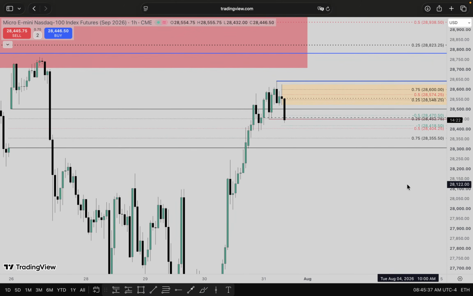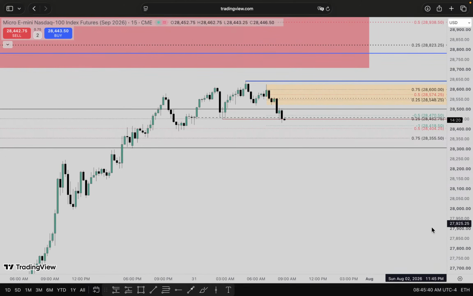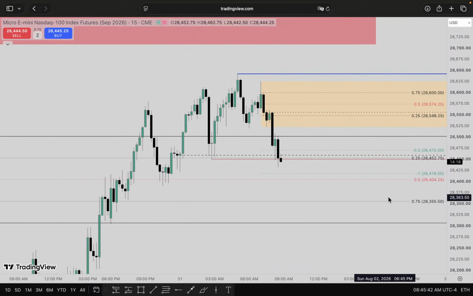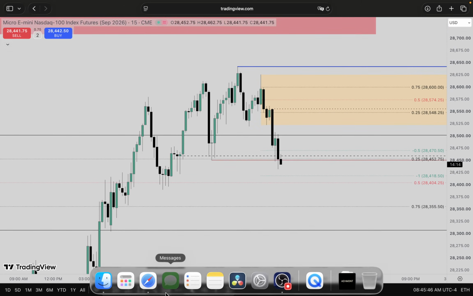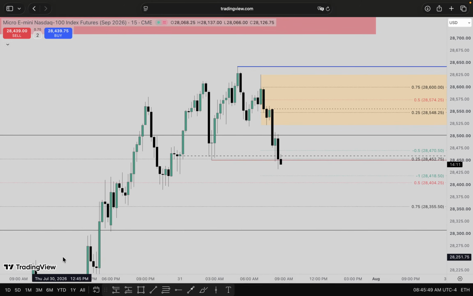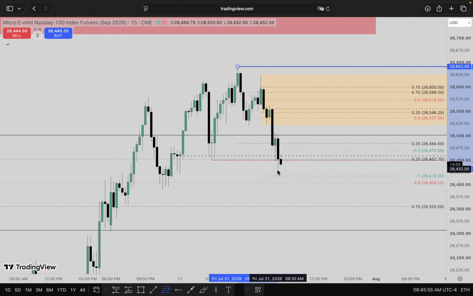for a continuation model. Because mind you, we're looking at it from the 15-minute perspective. If we just draw out the range from the high to the low, we've got equilibrium right here. And then this 15-minute closed above it. And this one also swept it.